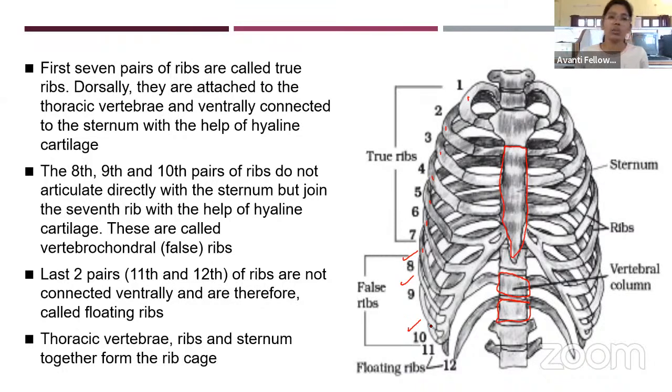Is that clear? Totally 12 pairs of ribs are there. Out of that, 7 pairs are true ribs, 3 pairs are false ribs, and 2 pairs are floating ribs. Is that clear?